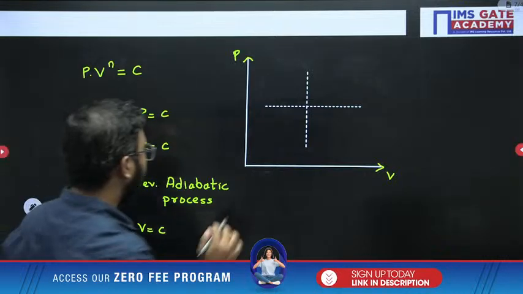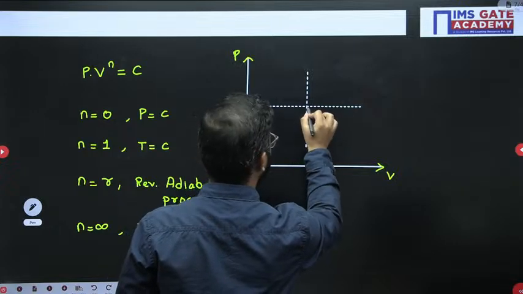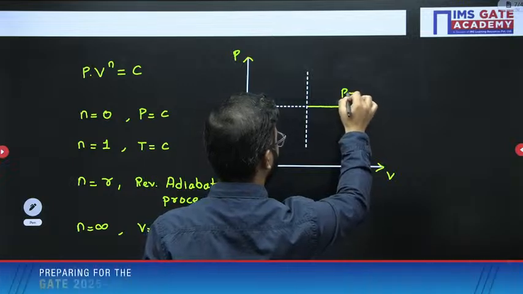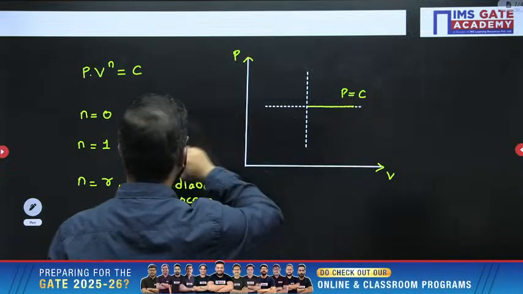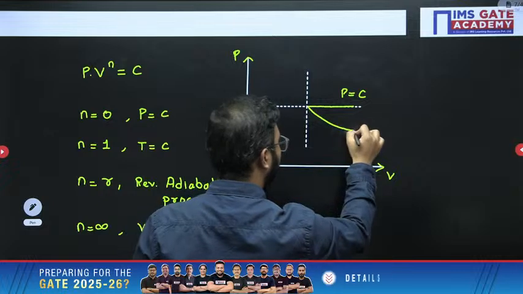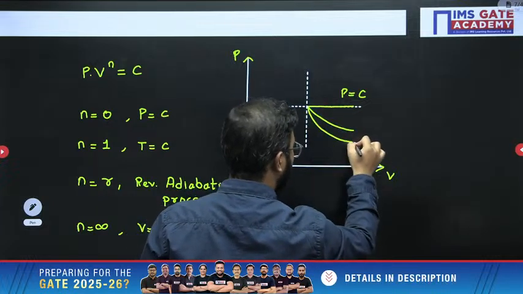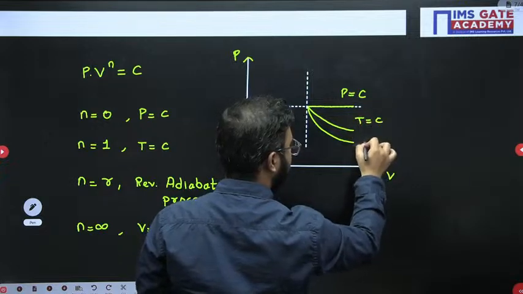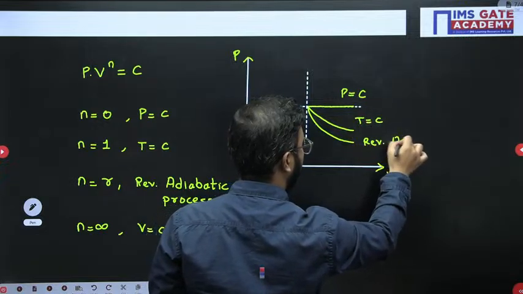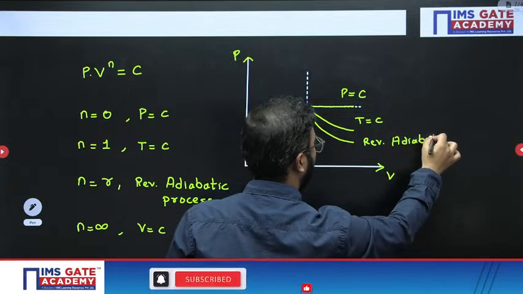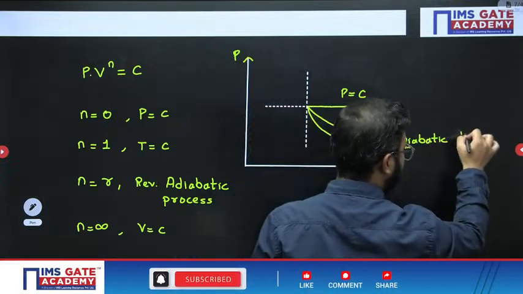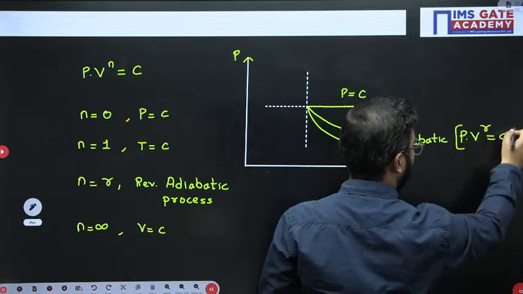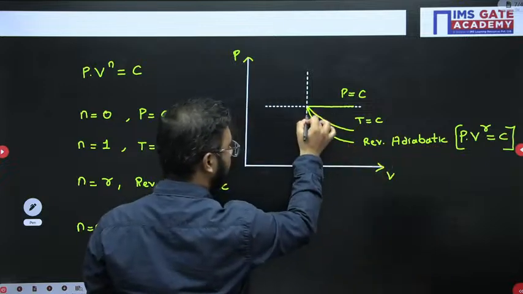Now, how will you draw it? First of all, the constant pressure process. This is the constant pressure process, P equals constant. Then we have n equals 1. We will have this graph. Then n equals gamma. So this is the constant temperature process. This is reversible adiabatic. How to represent an adiabatic process? Pressure into volume to the power gamma is constant. And then finally you have the constant volume process.